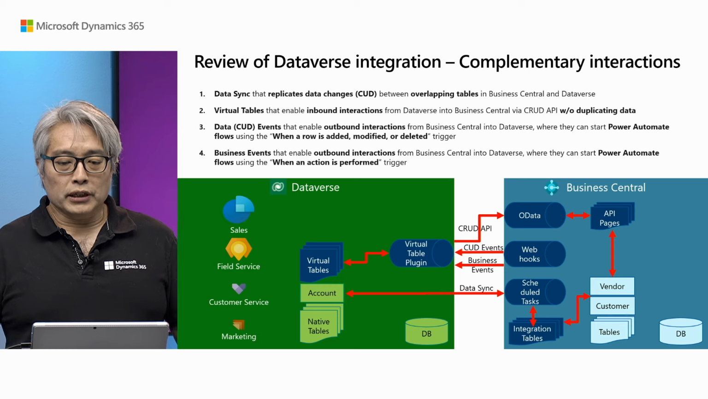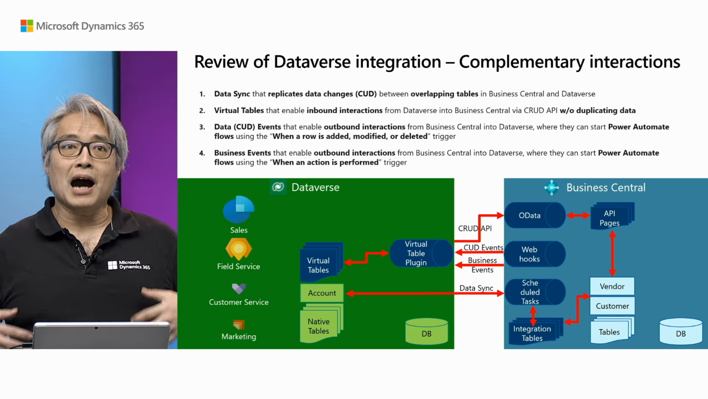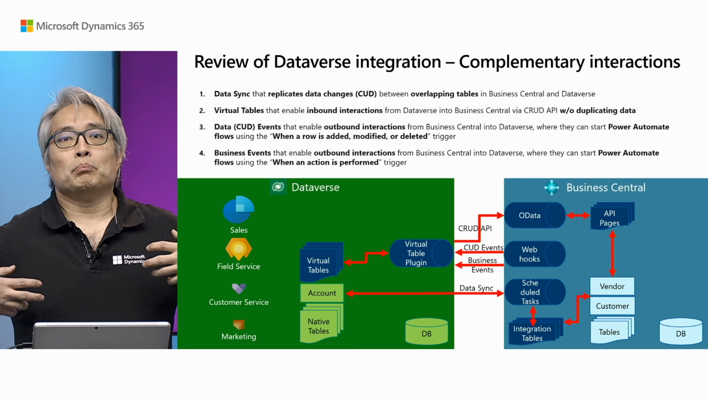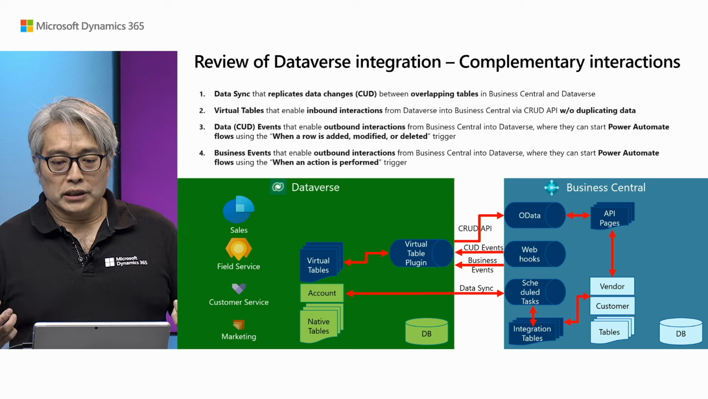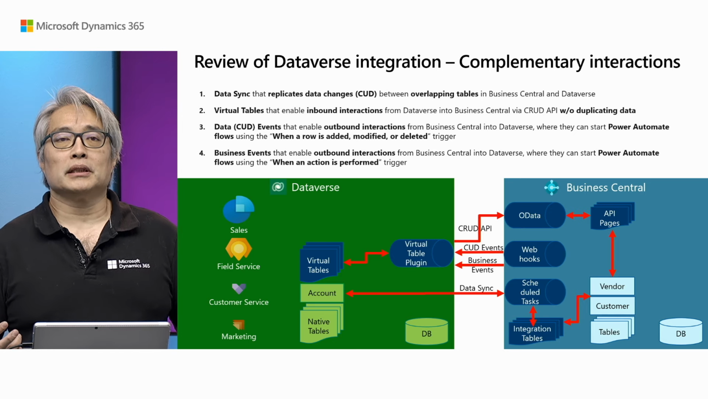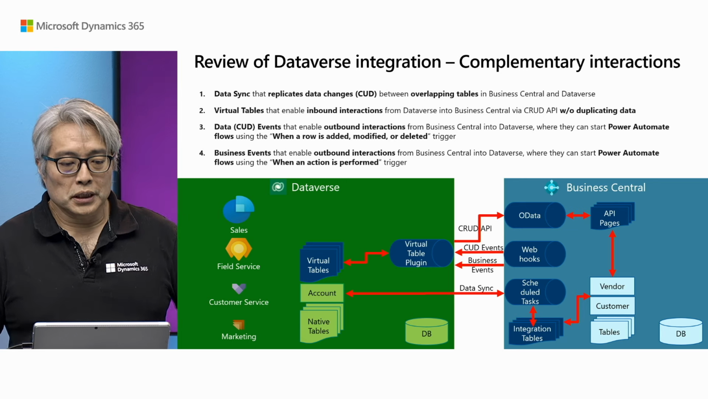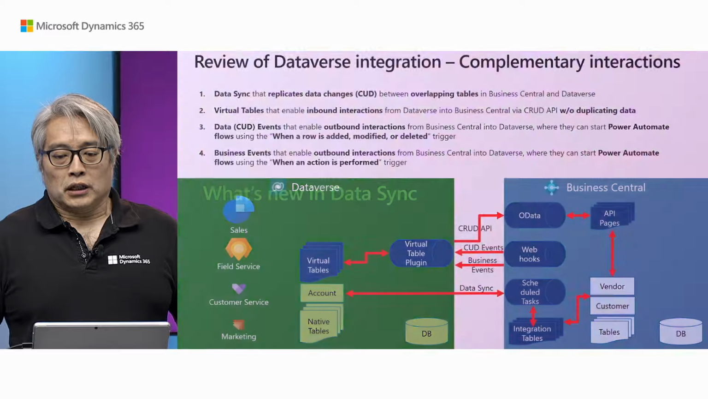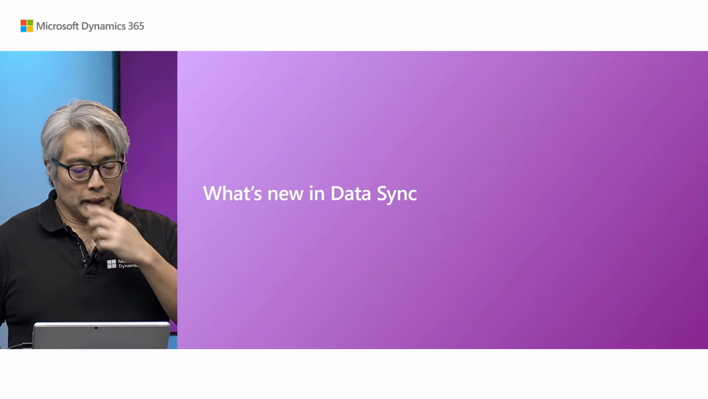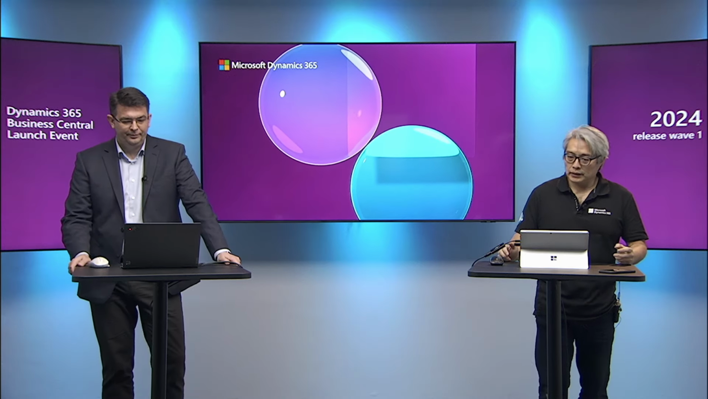trigger. And the final interaction is business events that also enable outbound interaction from Business Central to notify that some actions are performed on Business Central so other apps in Dataverse can react. This can also start Power Automate flows using the when an action is performed trigger. So next, I would like to pass it to my colleague, Ivan, to talk about what's new in DataSync.